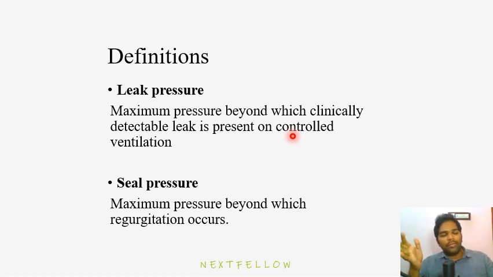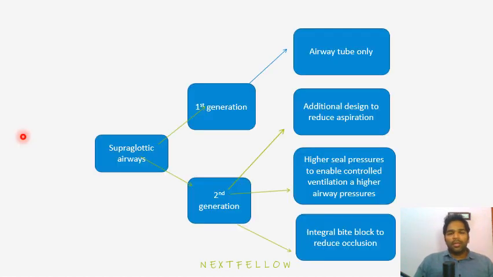Now coming on to sealing pressure. I told you there is 60 centimeters of water, no? So this is the sealing pressure. This is the maximum pressure beyond which regurgitation occurs. So if the pressure goes beyond this, the patient can have regurgitation. That is what they are saying. I don't think leak pressure and sealing pressure will be asked, but for understanding I told you.